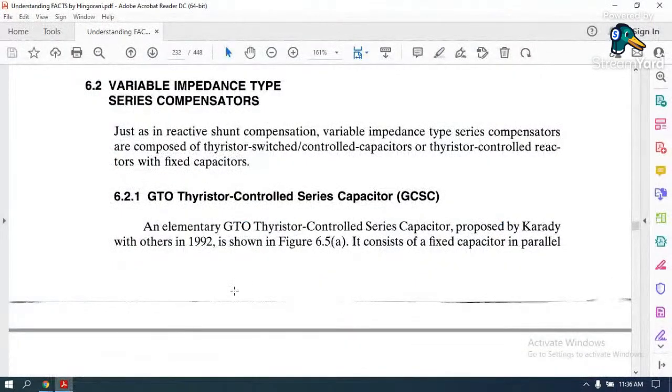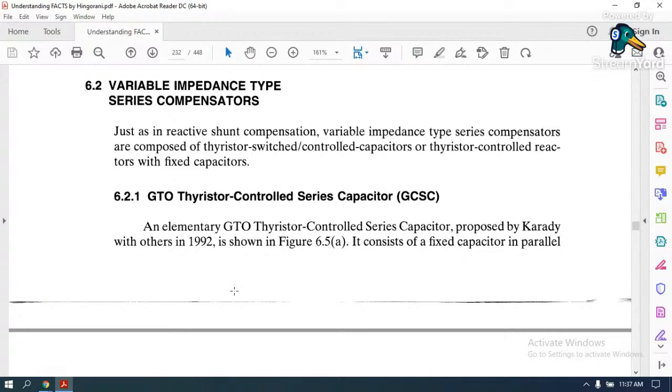Okay, let's start with the next point now. In the previous chapter lecture, we started with static series compensators. In that, we have already seen the basic objectives of series compensators, right? The objective is, just by cancelling part of the reactance or impedance of a transmission line, we are trying to improve the net transmittable power, that is capital P.